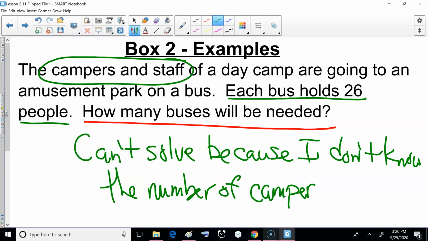Let's get my teacher brain on. Campers and staff. Yeah, so pause it, because some questions are going to say you might not be able to solve in this section because they might not have enough information.